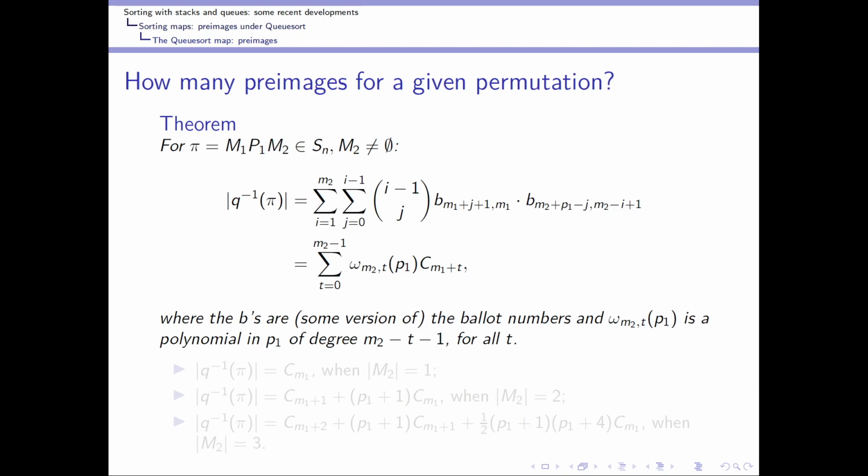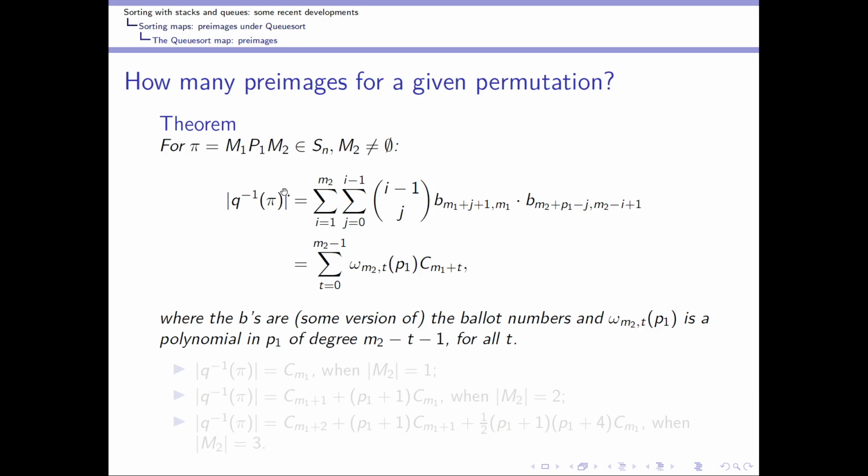Okay, my last result is an answer to the following question: how many preimages does a given permutation have? The easiest case is when pi is an increasing permutation, so the identity, and in this case we know that the number of preimages is given by a Catalan number. The next case is to consider permutation pi such that there is a non-empty prefix of left-to-right maxima, a non-empty suffix of left-to-right maxima, and also a middle part, non-empty too, consisting of elements which are not left-to-right maxima.